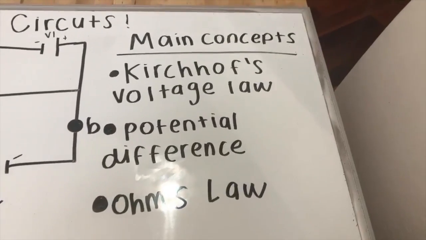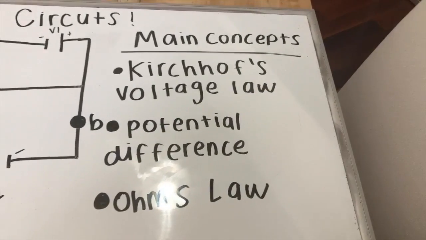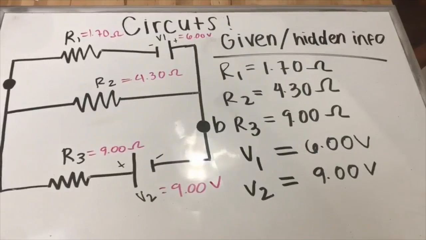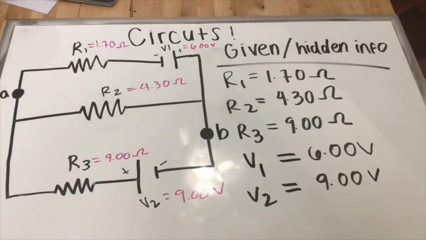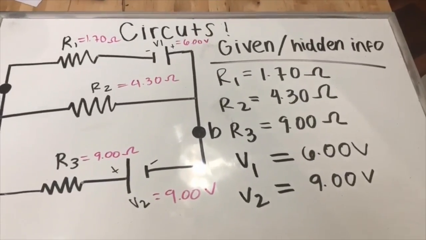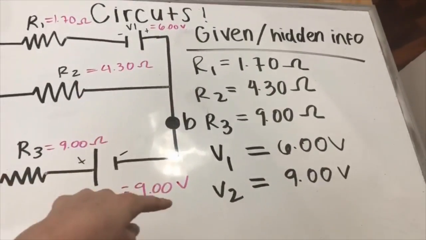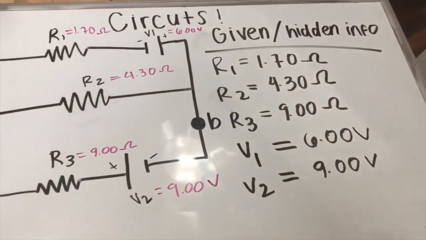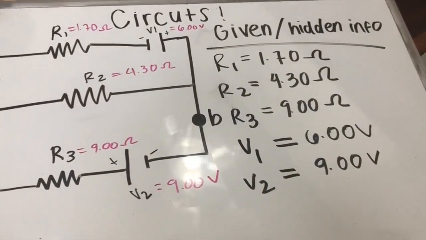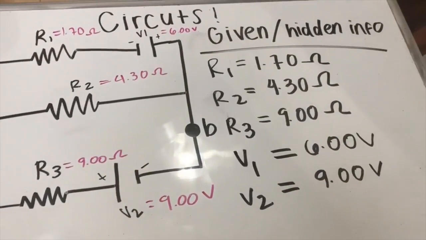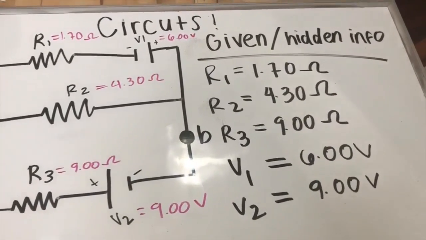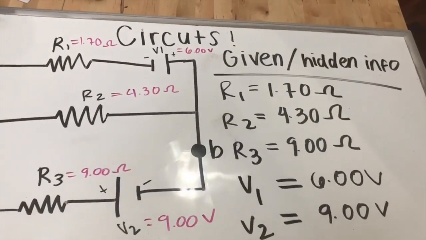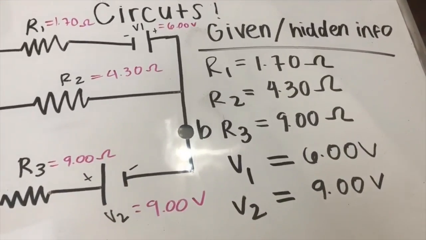All right, the main concepts here are Kirchhoff's voltage law, potential difference, and Ohm's law. All right, so this is our given and hidden information. As you can see, I listed the given info and then I wrote it in on the circuit. So we know that R1 is 1.70 ohms, R2 is 4.30 ohms, R3 is 9.00 ohms, V1 is 6 volts and V2 is 9 volts.